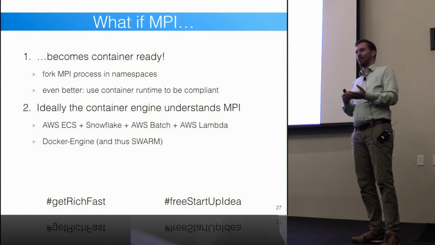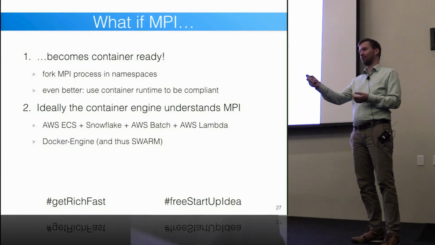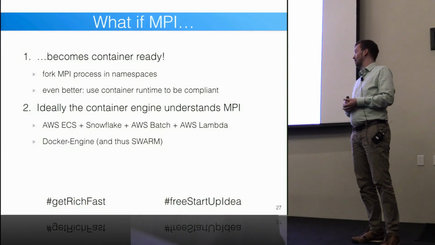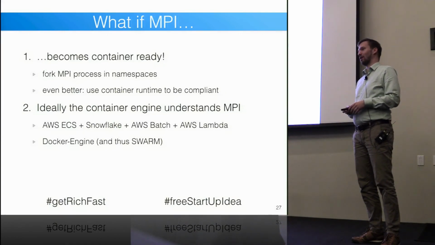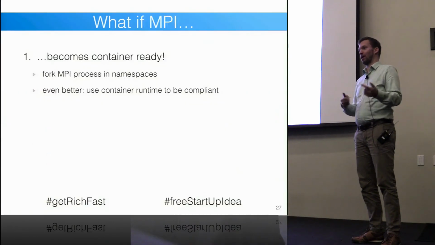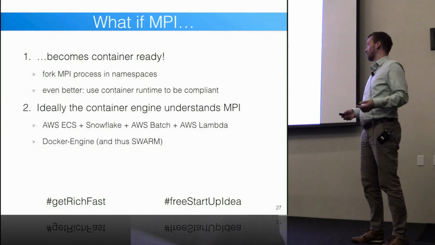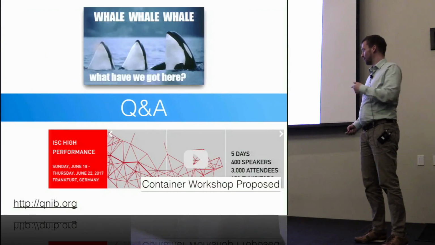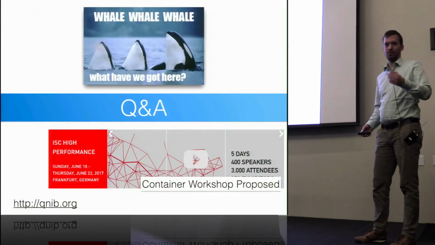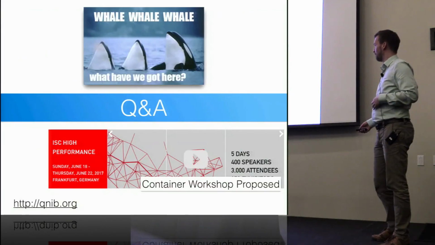so that you can take your credit card, go to AWS, spin up your container cloud there, and then run your container workloads in the cloud because they know about MPI and the challenges in HPC, but we are not there yet. Okay, so this is my free startup idea, and you can get rich fast, hopefully. Not rich, but dollar rich.